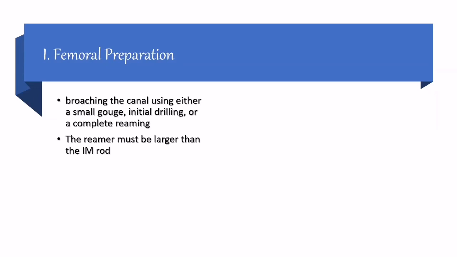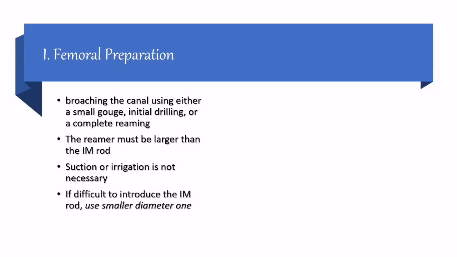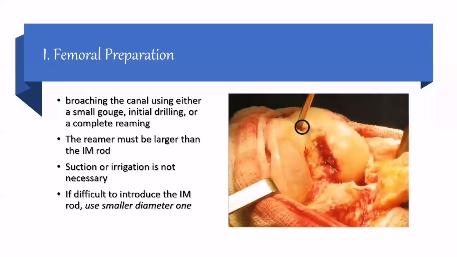The reamer must be larger than the IM rod. All the systems apply that because the IM rod is actually smaller by a few millimeters. In this way, many surgeons have suggested suction and irrigation of the canal of the femur. However, it is not necessary because there will not be a fat embolism or else. It is only that whenever the IM rod is smaller than the reamer, it's very safe.